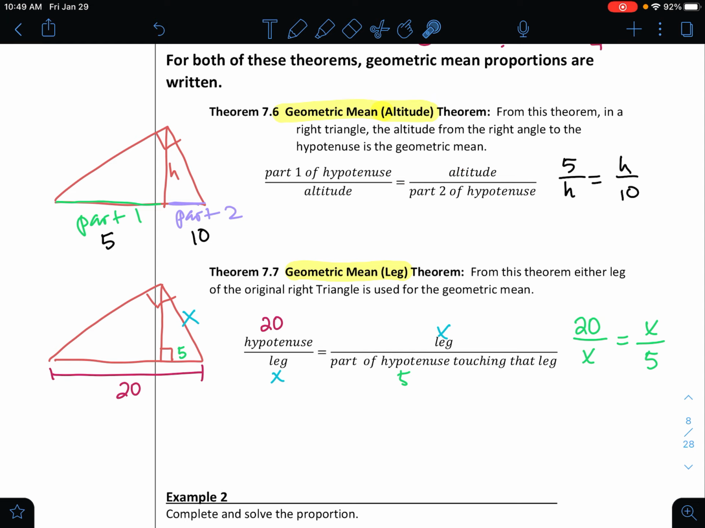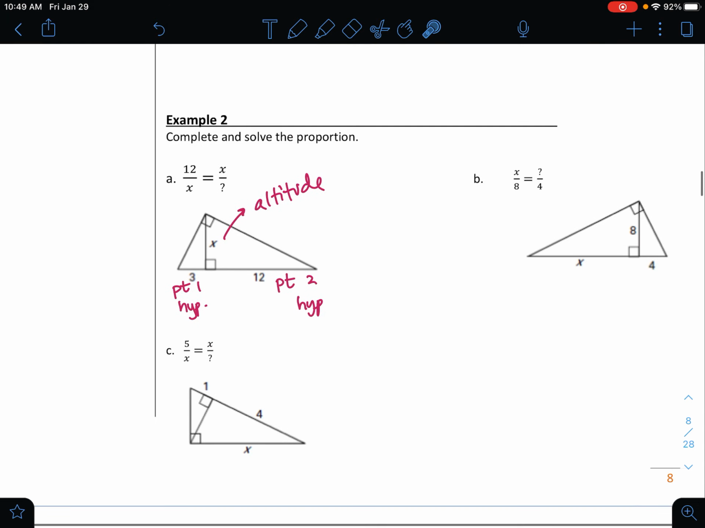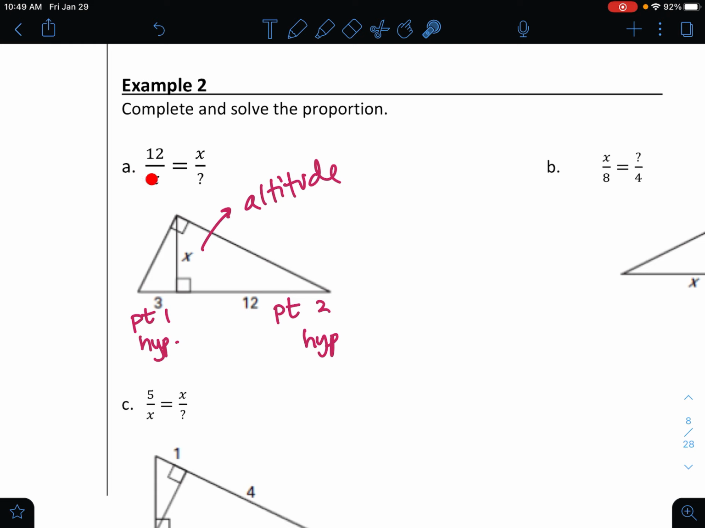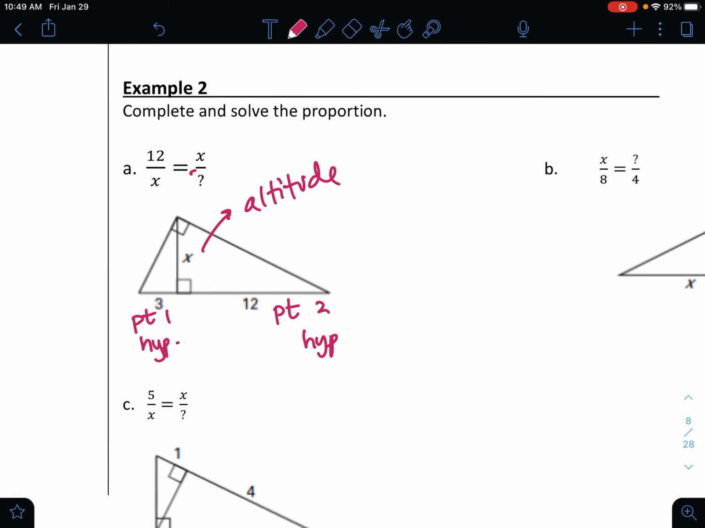Okay, so the geometric mean altitude theorem, your altitude is diagonally in your proportion, and then part 1 and part 2. So I want you to look at this setup. There's the diagonal altitude, so I would have these pieces be the 2 parts. So since I already have 12 there, I'm going to put 3 in that blank. Okay, so what I do when I set these up, I say to myself, I've got the geometric mean of the altitude. And so what I typically do is I will set up my problem like this. If I'm doing the geometric mean of the altitude, that is the section I'm looking for.